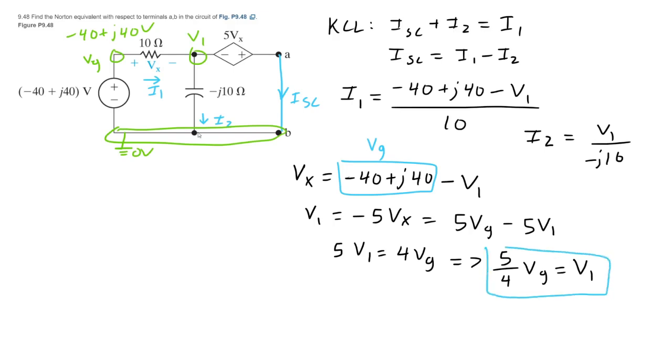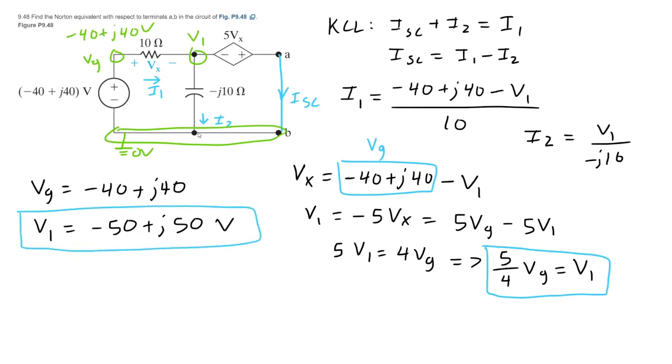which means that if Vg, which we know is minus 40 plus j40, then V1 is going to be minus 50 plus j50 volts. Okay, so we're one step closer to finding our I short circuit.